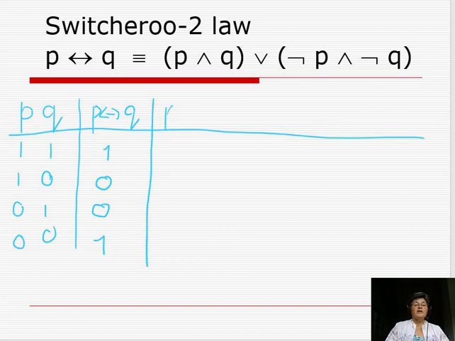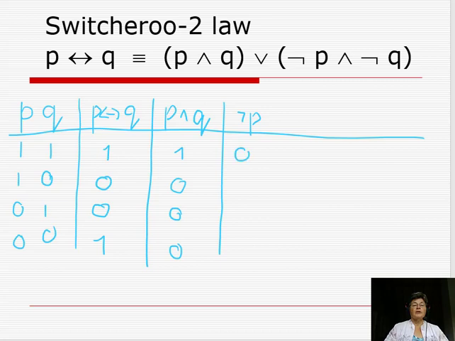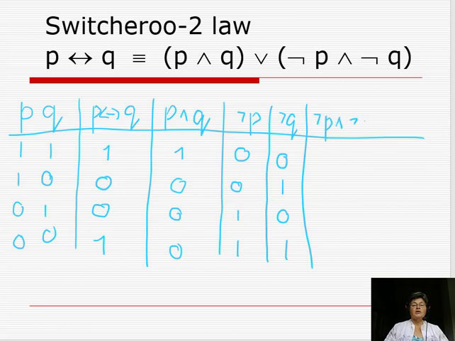Okay, then let's look at the right side, P and Q. So P and Q will give us a true in one row and a false in all the other rows. Then we have not P and not Q. So let's first do not P. That gives us 0, 0, 1, 1. Then let's look at not Q, which gives us 0, 1, 0, 1. And then the combination not P and not Q will give us 0, 0, 0, 1.